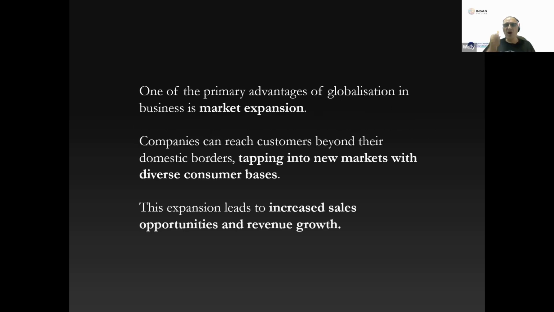One of the primary advantages of being a company who sets its footprint internationally is market expansion. When your company is in different countries, your company is able to tap more customers in more locations, and in return, by entering this new market, they're able to increase their sales, increase profit, and by all means, increase revenue growth for the company as a whole.